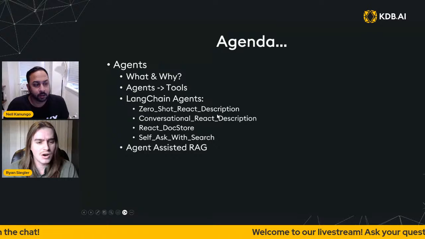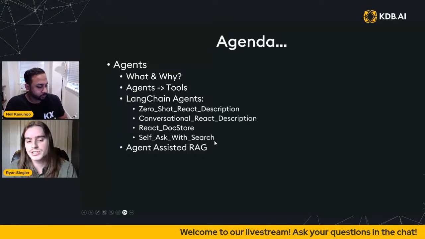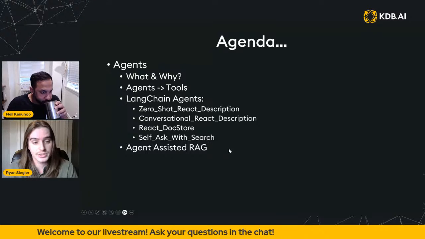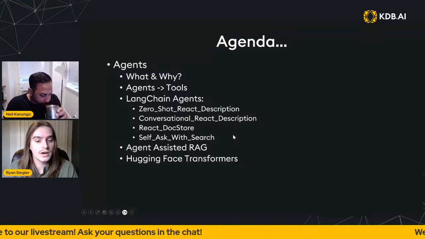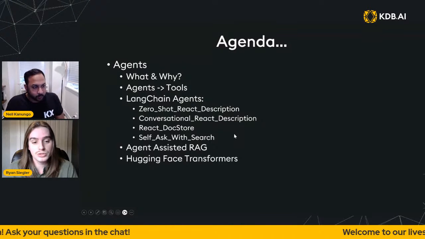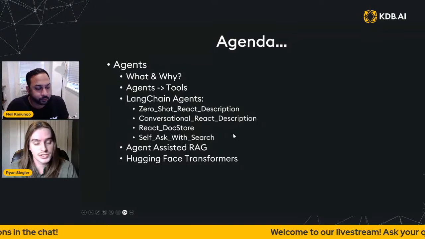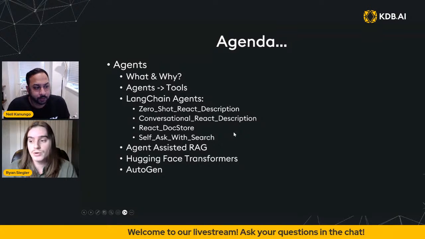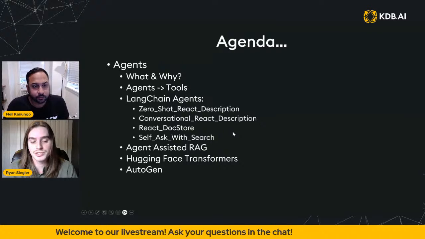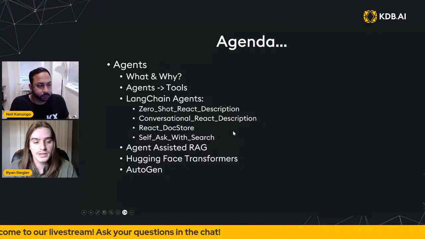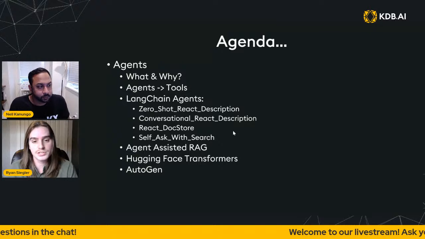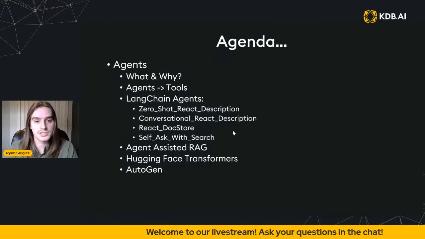And then also, how can we use an agent to assist us in doing retrieval augmented generation? So there's going to be a topic on that as well. Finally, we'll be getting into using Hugging Face transformers as tools for our agent. And then we'll talk about Autogen, which is a really interesting multi-agent framework. And then the last topic will be covering just a high level about OpenAI's new GPTs and Assistants APIs.